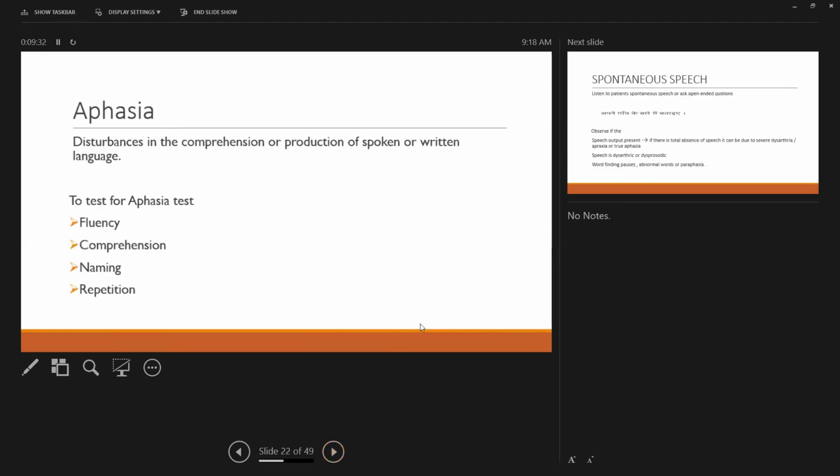Then aphasia. Aphasia is a true language disturbance in which there is disturbance in comprehension or production of spoken or written language. To test aphasia, we will test fluency, comprehension, naming, and repetition.